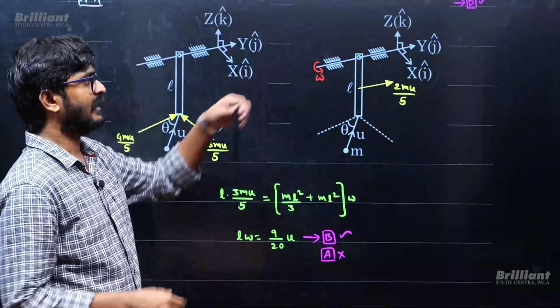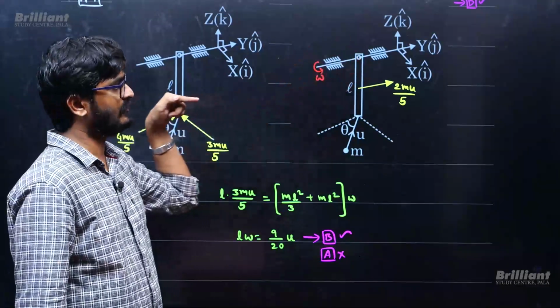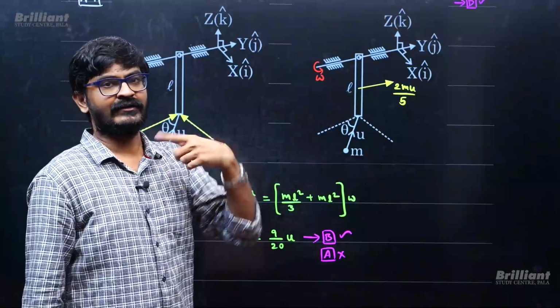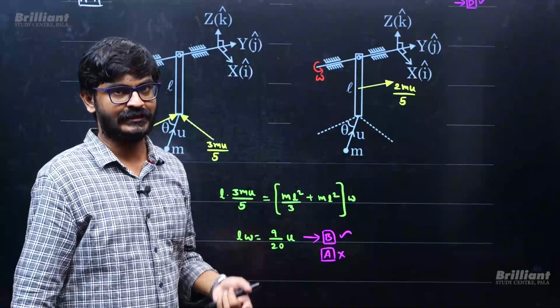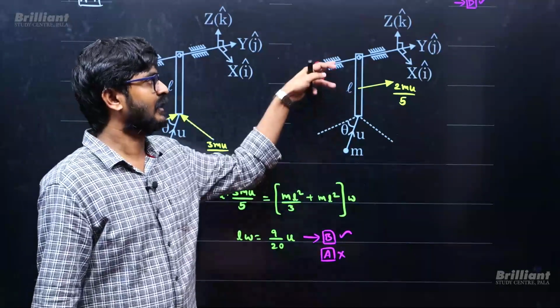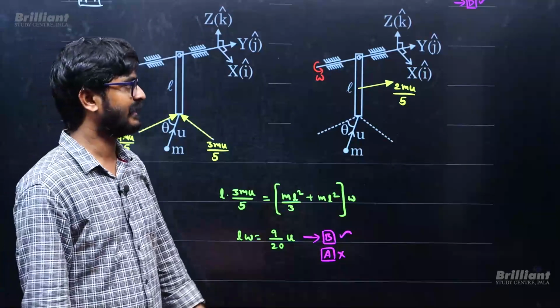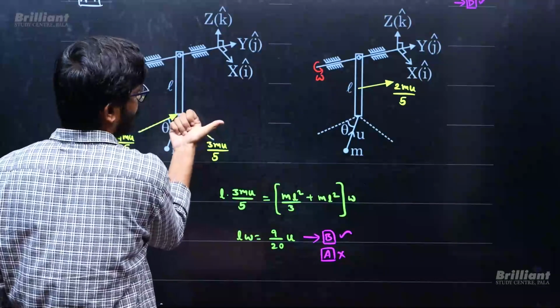Now I can't do angular momentum conservation about this point, but I can do angular momentum conservation about this axis, because if net torque is 0 about some axis, then I can do conservation of angular momentum about that axis. So about this axis, torque is going to be 0. What is the initial angular momentum about that axis? L into 3mu by 5.